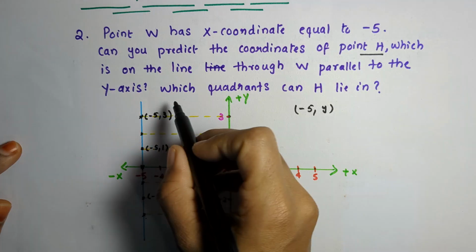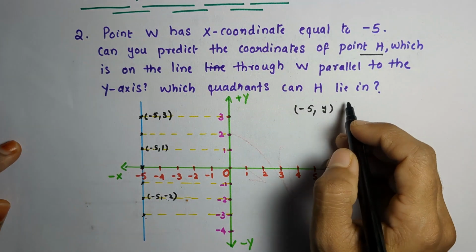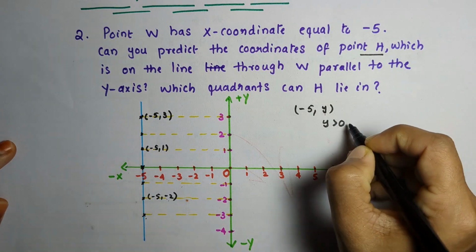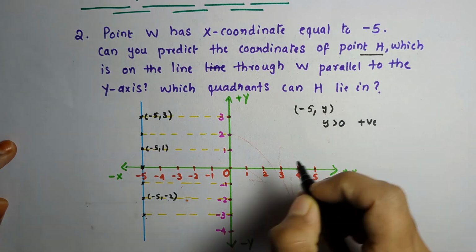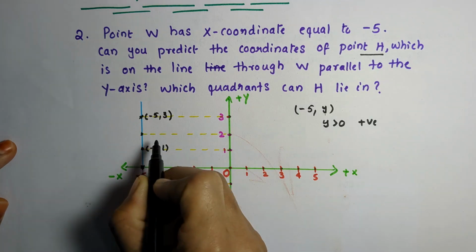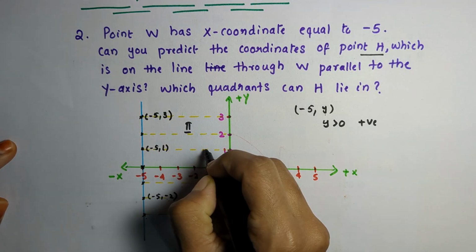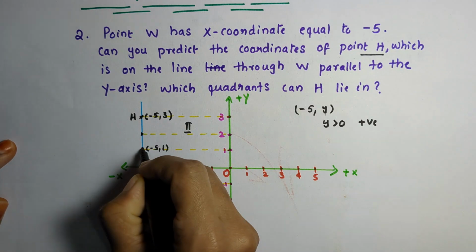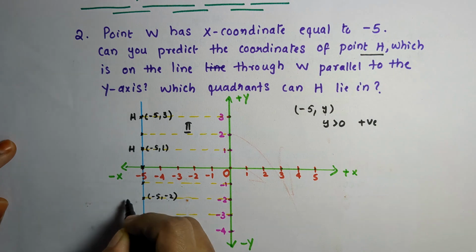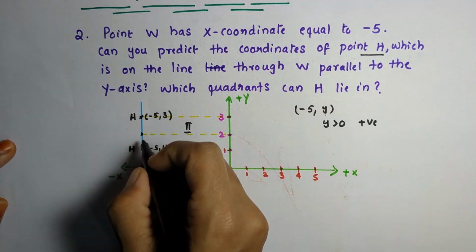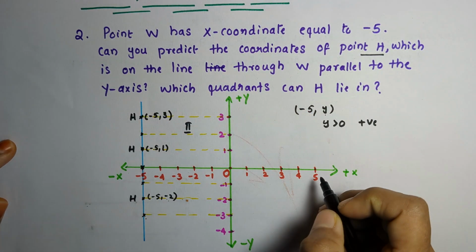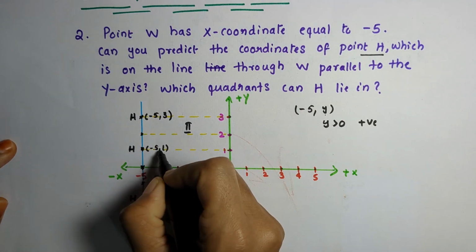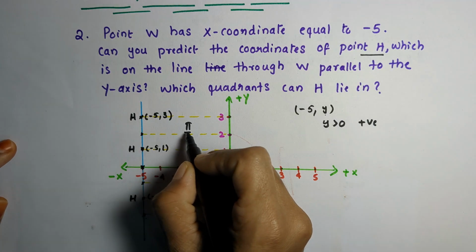Now one more question is there: which quadrants can H lie in? So depending upon the value of y, if y is greater than 0, that is, if y is positive, then y values are positive in the second quadrant. So if y values are positive, then this point can be considered as the point H, this point can be considered as the point H, because all these points lie on this line which is parallel to the y-axis. So if y value is greater than 0, that is positive, then H lies in the second quadrant.